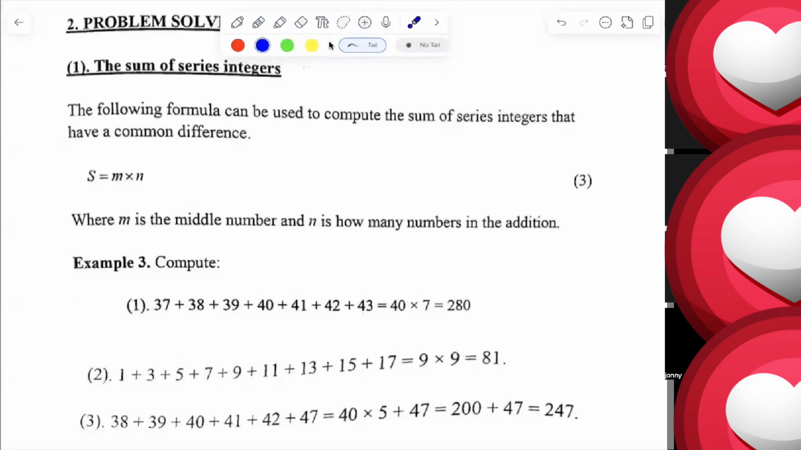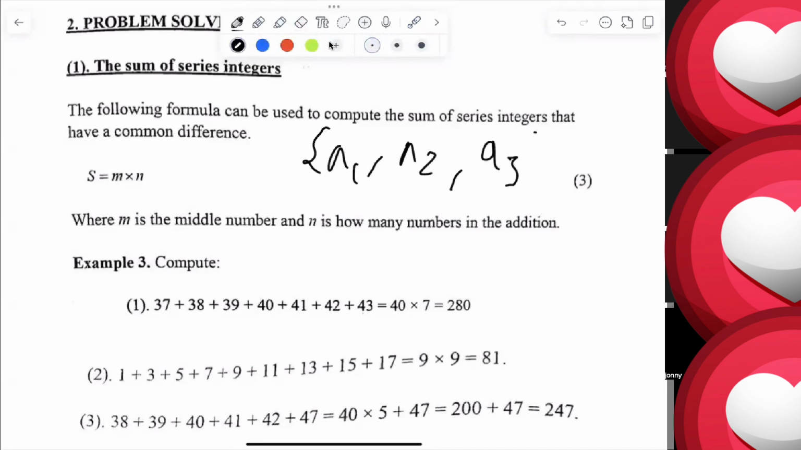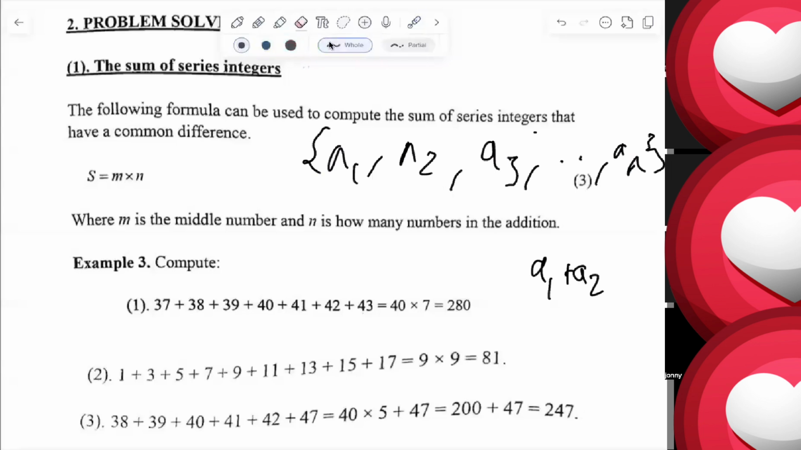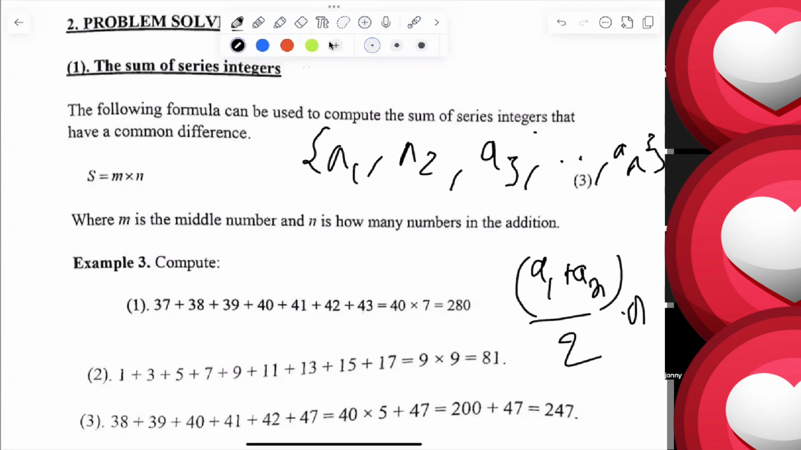The average comes from the general formula. If there's a sequence a1, a2, a3, so on to an, the sum is (a1 plus an) over 2 times n. It's just the average of the first and last numbers, which is just the average or the middle number, times the amount of numbers there are.